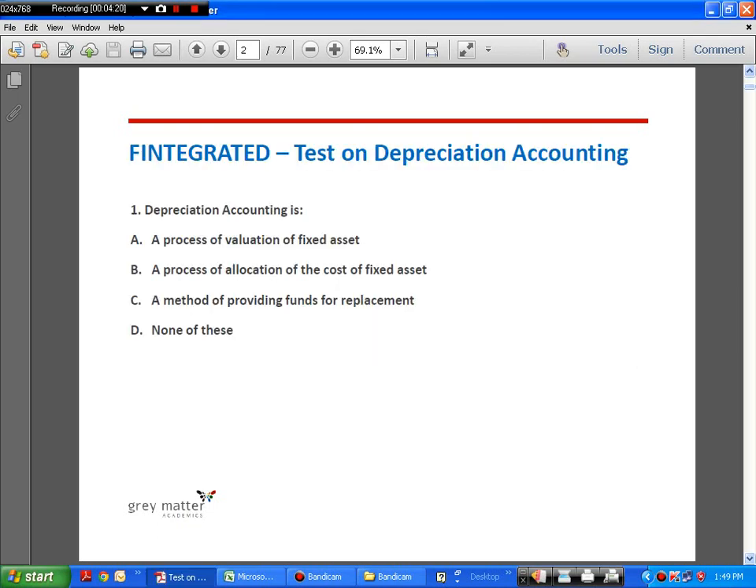Depreciation accounting is a process of valuation of fixed asset, a process of allocation of the cost of fixed asset, a method of providing funds for replacement, none of these. See, the answer is it's a process of allocation of the cost of the fixed asset. It is through depreciation that we are releasing the cost of the asset through the P&L account. Okay, so the answer to this question is B.